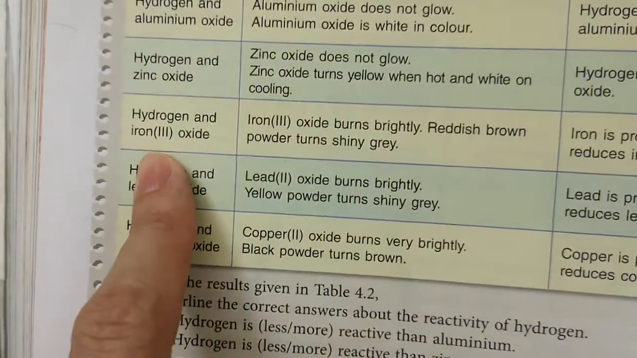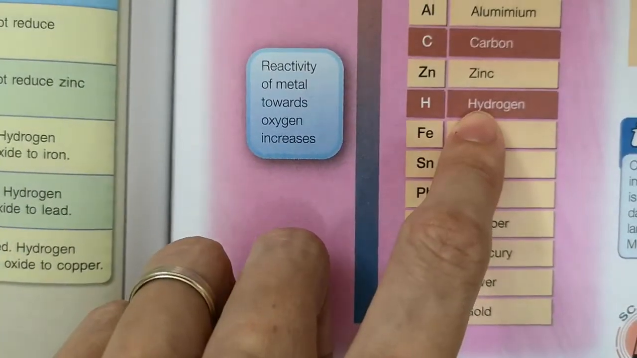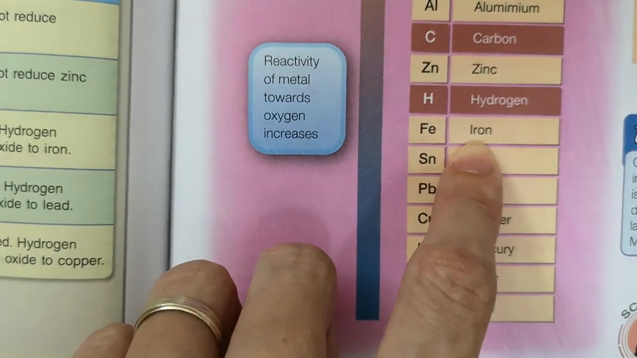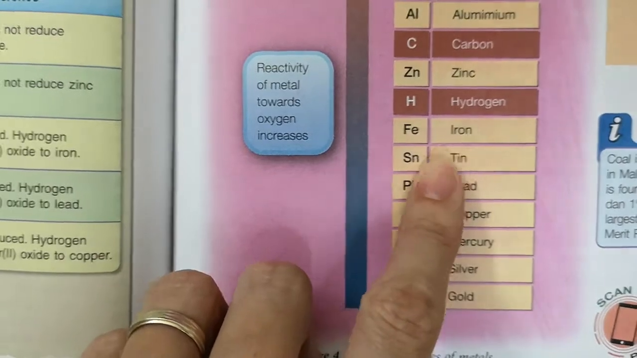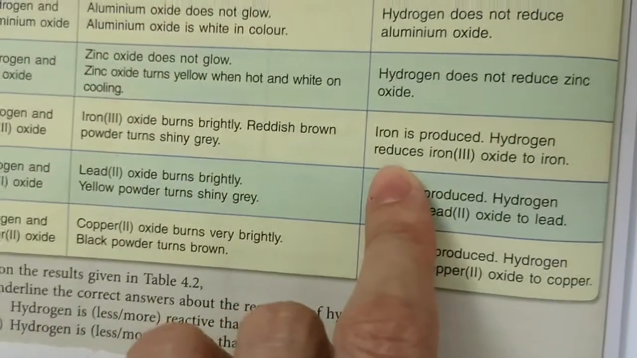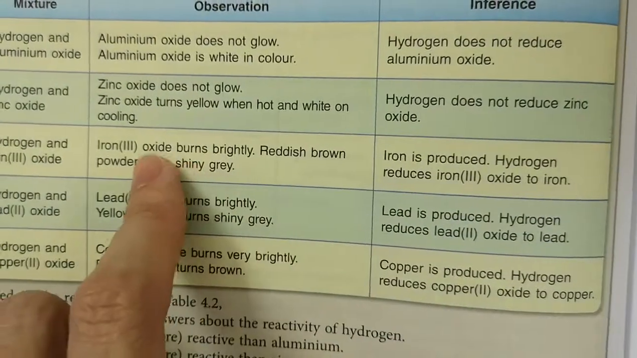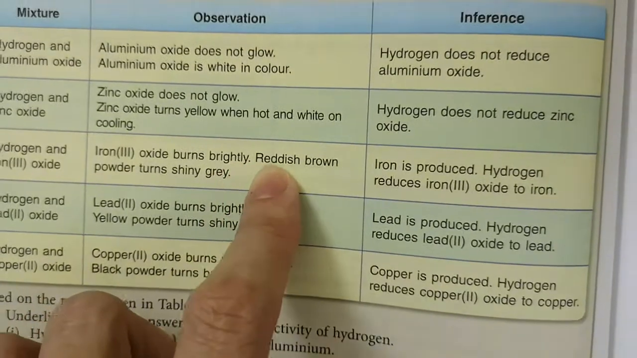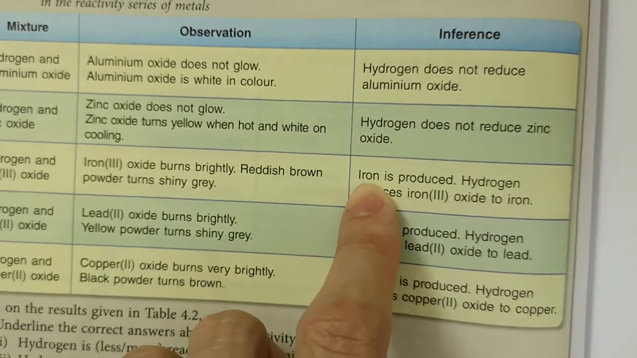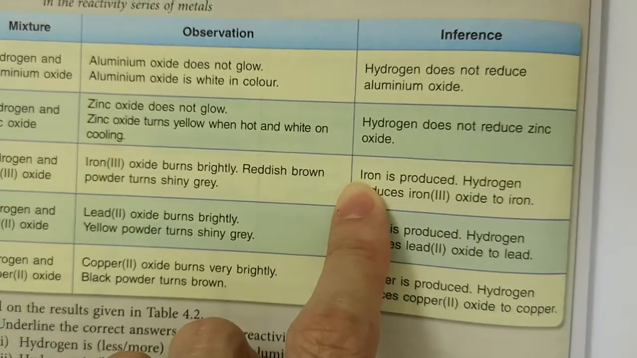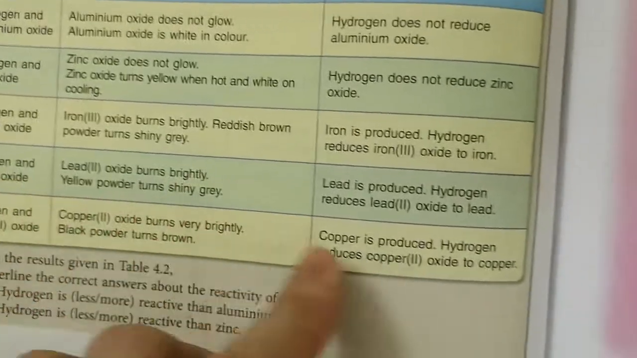Now hydrogen and iron 3 oxide. Let's take a look. Hydrogen is more reactive than iron. So hydrogen can remove oxygen from iron. So hydrogen can reduce iron 3 oxide to become iron. So there's a reaction. You can see it burns brightly, and the reddish brown powder is actually this iron that is produced.